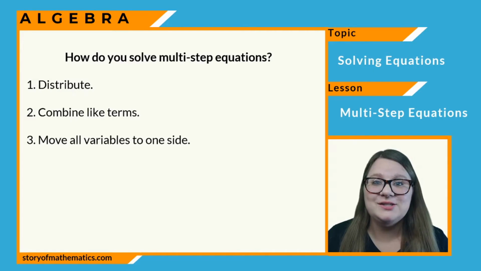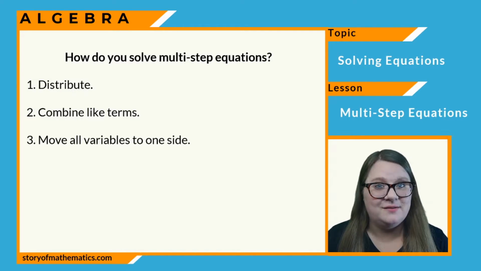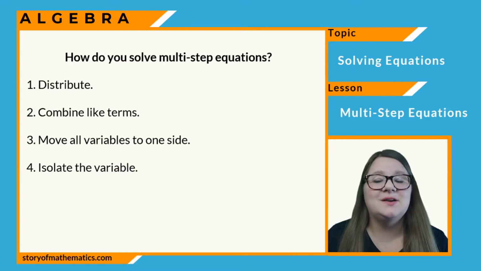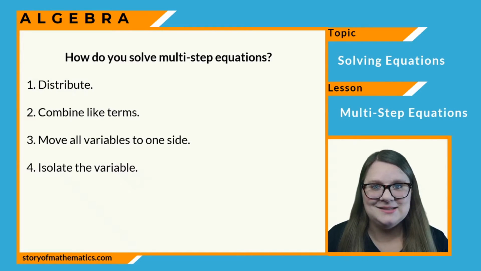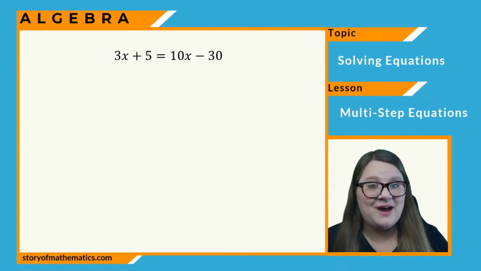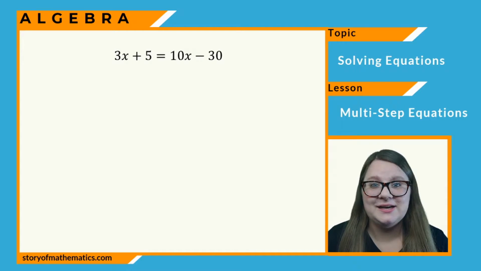After that, you are going to move all of the variable you're trying to solve for to one side. Then you will isolate that variable using our traditional solving techniques. Let's take a look at this example. 3x plus 5 equals 10x minus 30.